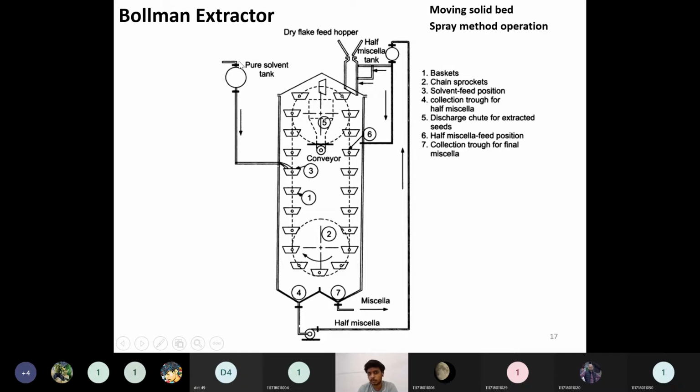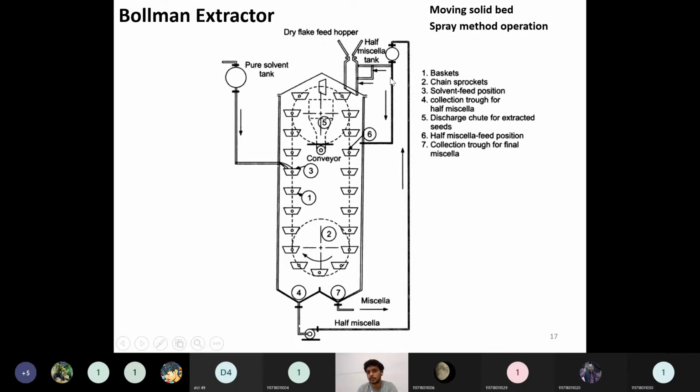Here the pure solvent contacting region is there. From the storage tank of pure solvent, it will be sprayed on these solids. Then a dilute amount of the leached oil from the solids goes into the solvent. The dilute amount of oil plus solvent is called half micellar. This half micellar falls at this point, and using a pump, it will be stored at the top side, behind the feed hopper.